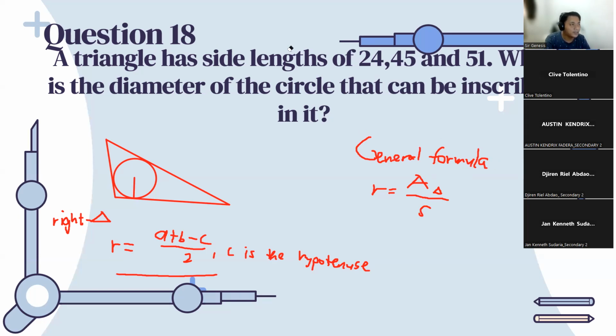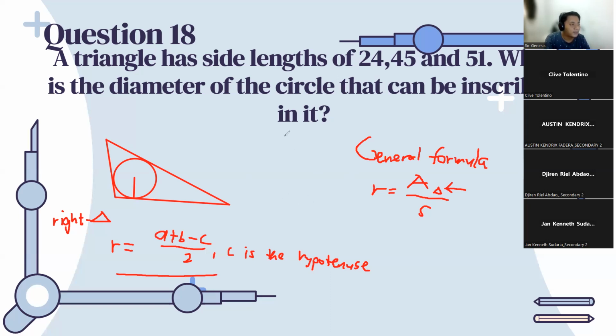For the inradius, how do you get the area of the triangle? Just use Heron's formula, because by using Heron's formula, you can also get the semi-perimeter, which you can use for dividing here, because you have divided by S.